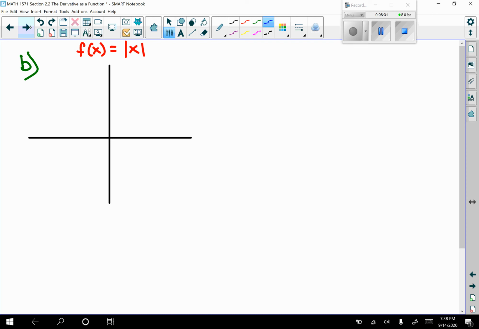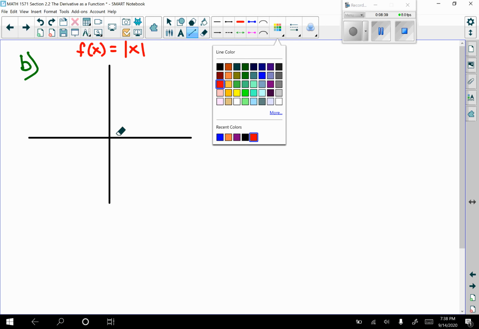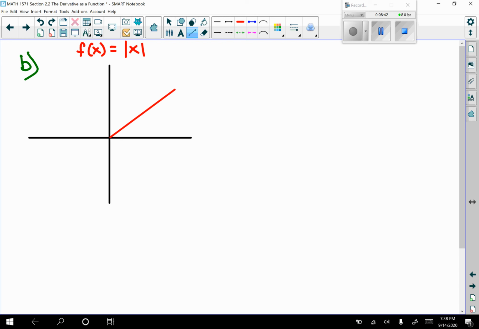All right, for example B, let's go ahead and just graph f of x is equal to the absolute value of x. So we know that's a V shape, and it's going to look like this. Again, pause the video to draw this. And then just some key points here. We know if we go over 1, we're going up 1. If we go over 2, we're going up 2. Same thing over here, -1, up 1, -2, up 2.